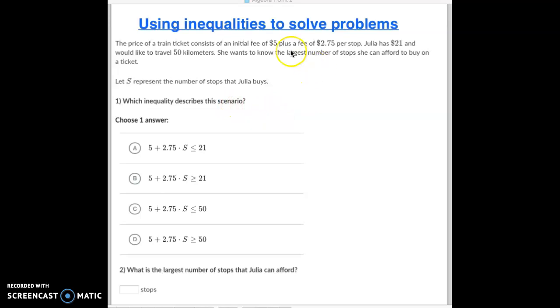So the inequality, we have $5, $2.75, and $21. Here's our equation right here. We start with $5 plus $2.75 per stop. And then Julie has $21, which means we can spend up to $21, but we cannot spend any more. So 5 plus 2.75s has to be less than or equal to 21. So in this case, it would be our answer right here, letter A.